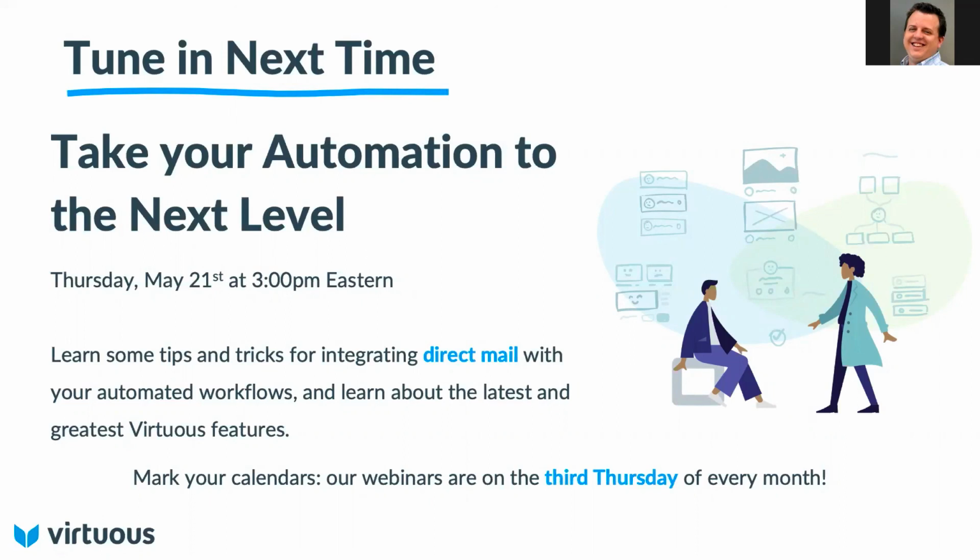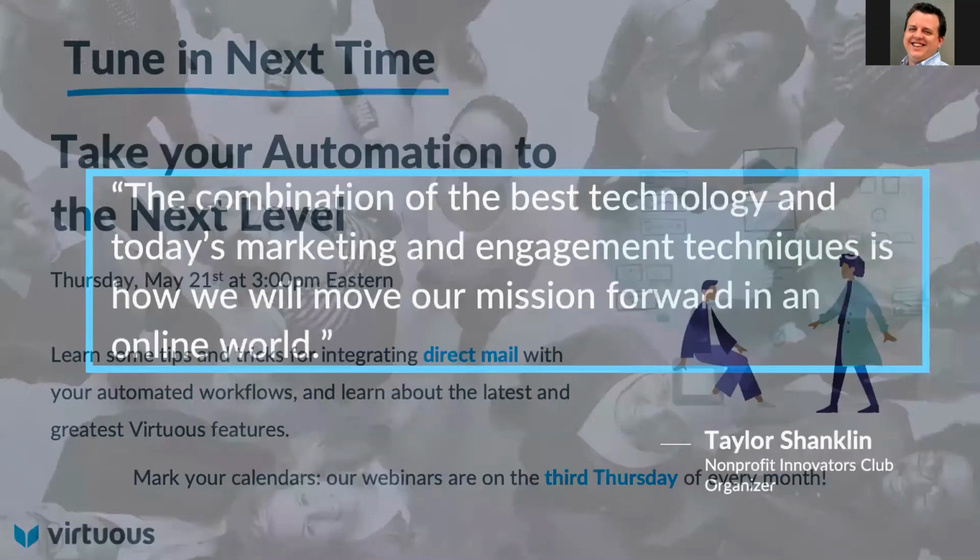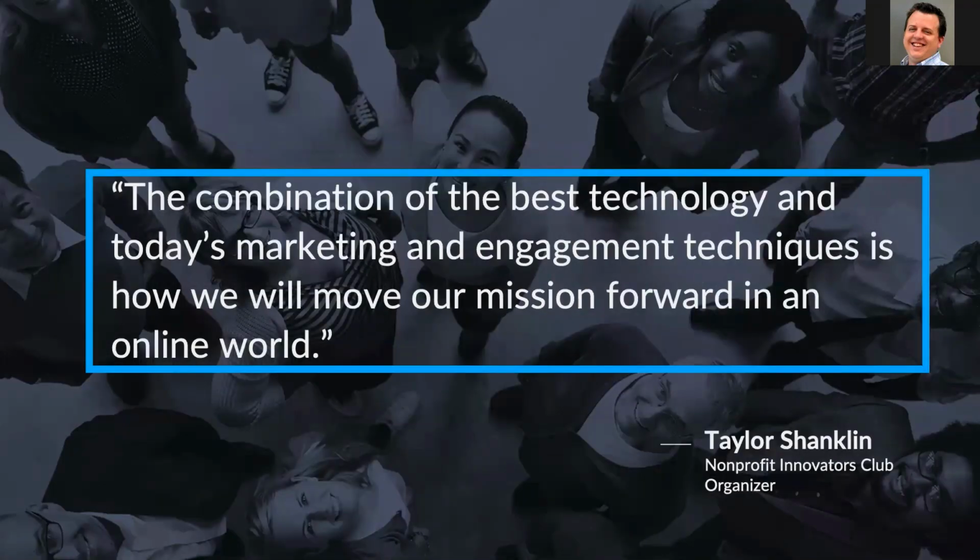And as always, I like to leave you with some thought from someone who might be smarter than me. Plenty of folks out there meet that description for sure. This is a great quote from Taylor Shanklin. She actually organized something called the Nonprofit Innovators Club. You may have known they had a two-day online symposium this week, yesterday and today, talking about making, quote unquote, the digital pivot. Like I said at the beginning, a lot of people are pivoting to their digital fundraising now. So the combination of the best technology and today's marketing and engagement techniques is how we will move our mission forward in an online world. I thought that was pretty apropos given what we've been talking about today. We're really talking about automation and other tools that help you do this exact thing.